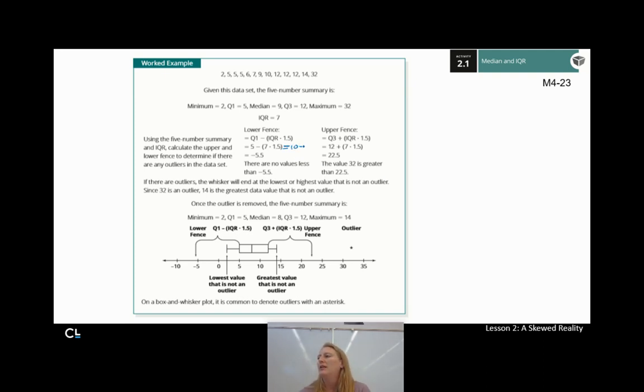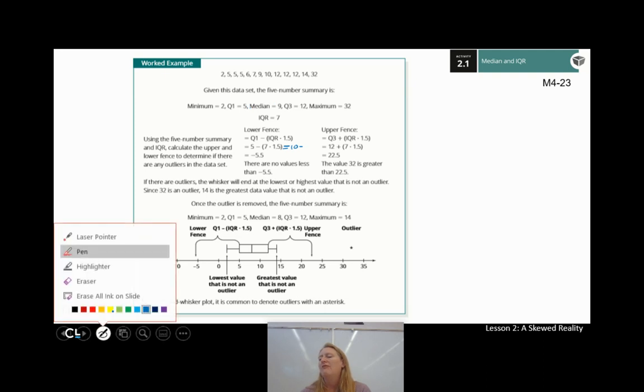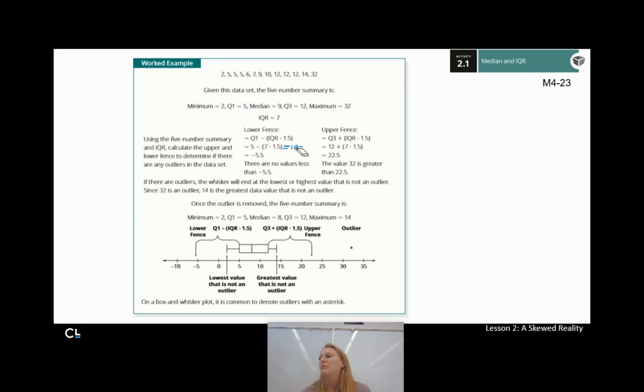So now I have 5 minus 10.5. And if I grab my calculator and do 5 minus 10.5, I find out that my lower fence is negative 5.5. Looking at my data, I don't have anything less than negative 5.5. So we're cool on the lower fence.